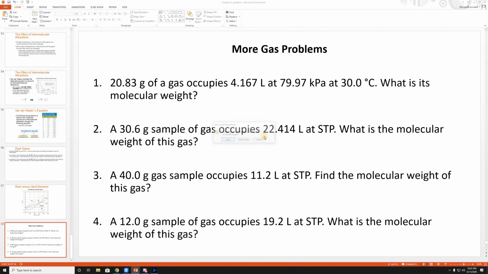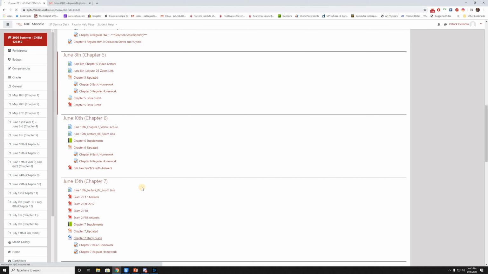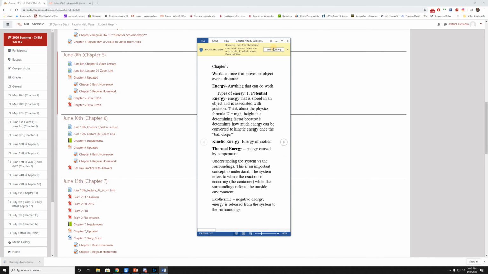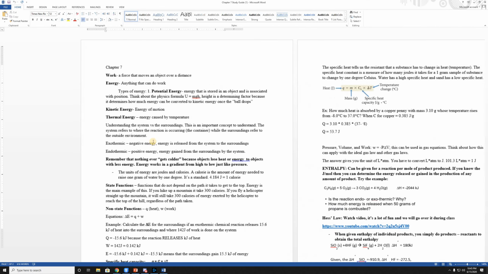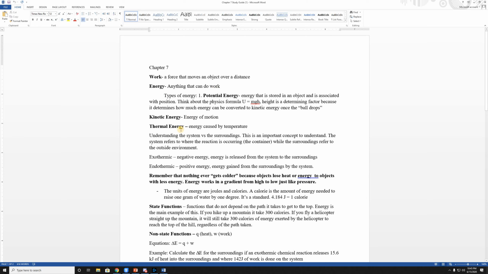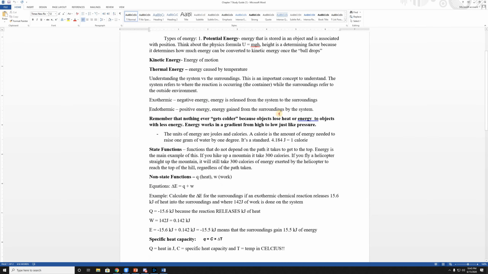And then chapter 7 is what we learned today. So I'll pull up the chapter 7 study guide. All right, so here we have potential energy. Know the differences in the energy types. Know exo and endothermic. Know that nothing ever gets colder because objects lose heat or energy to objects with less energy. So things just transfer heat. There's no really hot or cold.